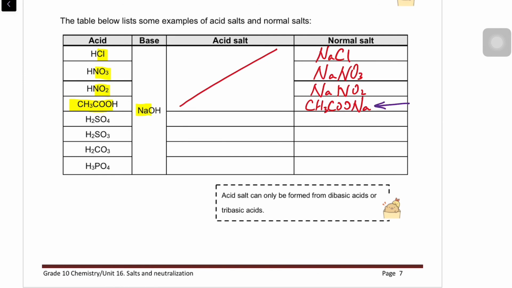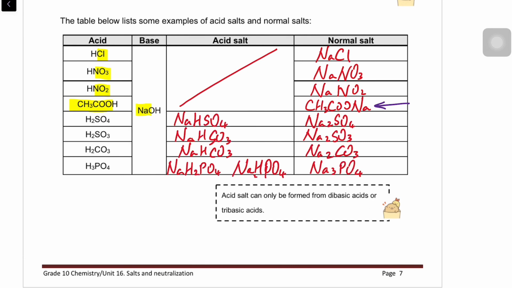this is not important. But what about the dibasic or tribasic acid? Then we can have many choices, and it is shown here. With dibasic acid, we can have one acid salt and one normal salt. But in the case of a tribasic acid, then we have 2 acid salts. And finally, here shows there is only acid salt formation when there is dibasic or tribasic acid.